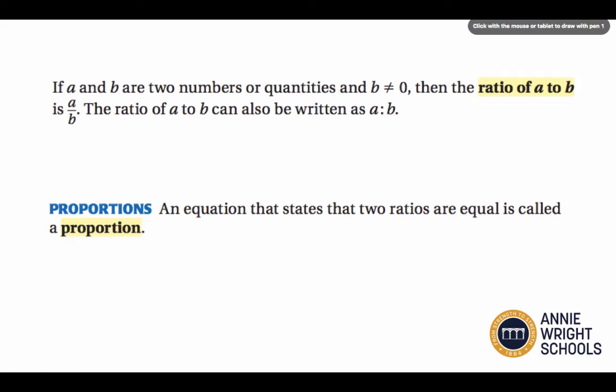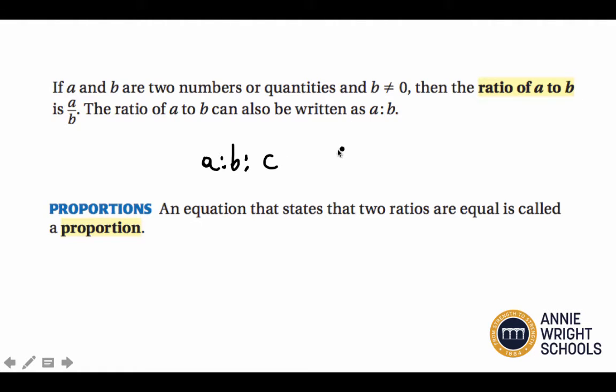Pre-algebra students, we are working with ratios and proportions. And to remind you, if you don't remember, a ratio is any comparison of two numbers provided that the second number is not zero. It can be written as a fraction, a over b. It can also be written as a colon, a colon b. We can also have three numbers in a ratio, a to b to c.